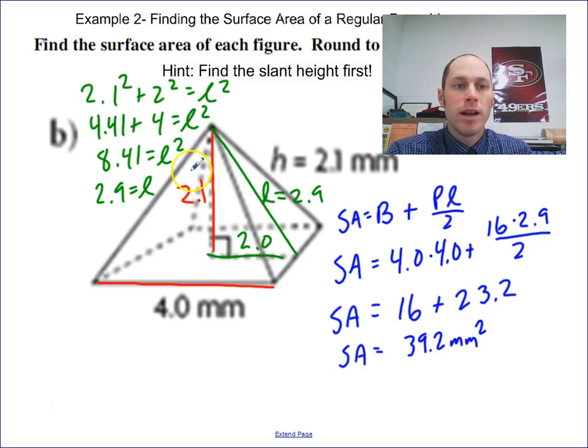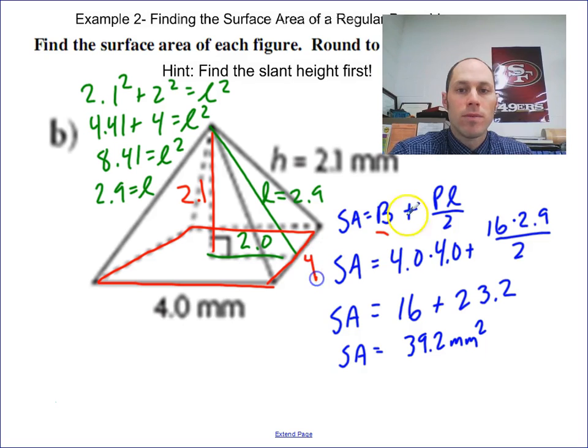See the math for that. I find out the slant height is 2.9. So now surface area equals the area of the base. So my base is this square, which is 4 by 4, which is 16. And then the perimeter times the slant height.